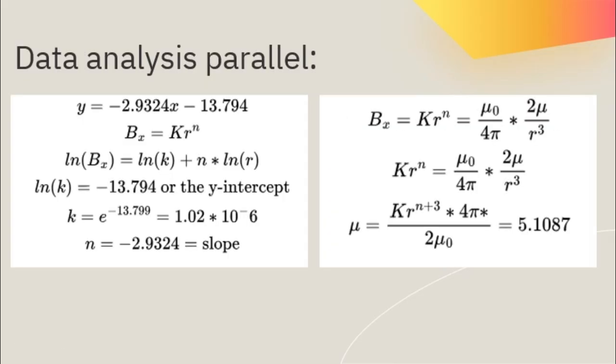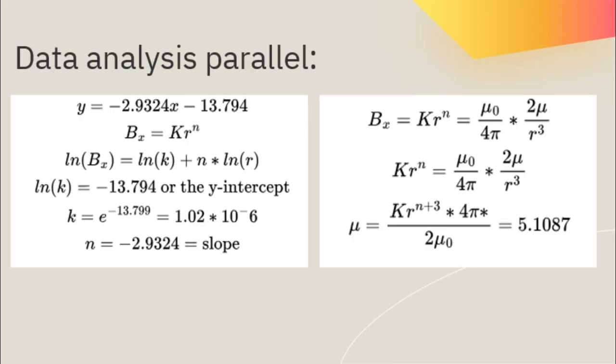Plotting all of that data we were given, we're able to get this formula of y, which was the log of the magnetic field, equals negative 2.9324x minus 13.794. If you remember that formula from earlier, the magnetic field equals some constant multiplied by the position raised to an exponent. And so what we have plotted is the log of that constant plus some additional factor.